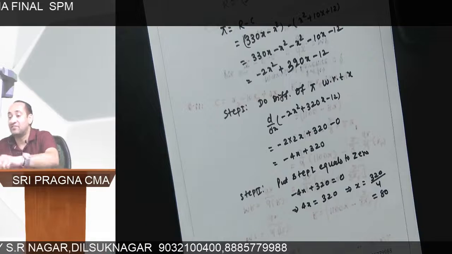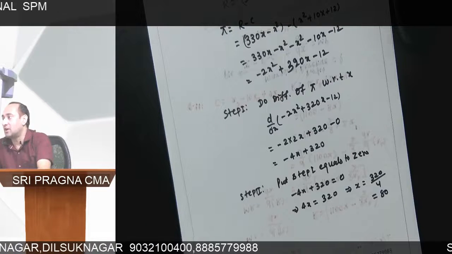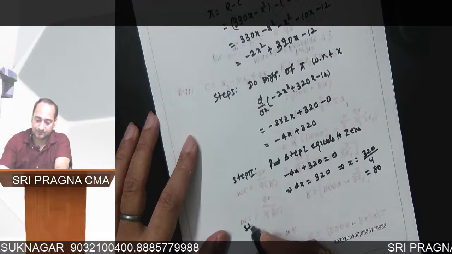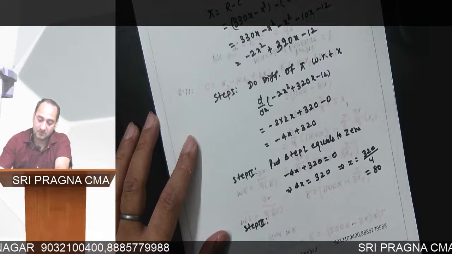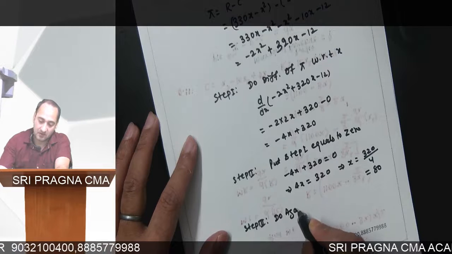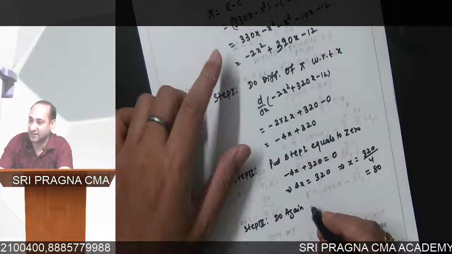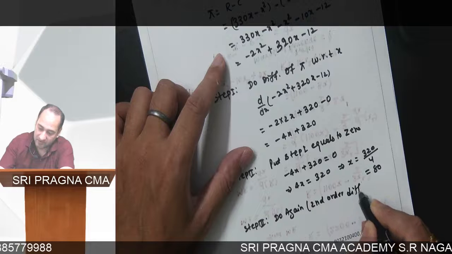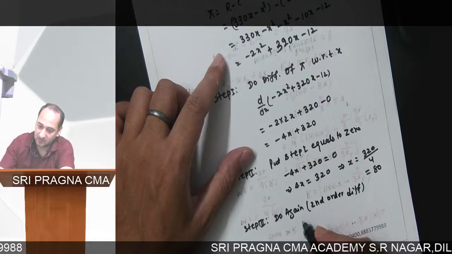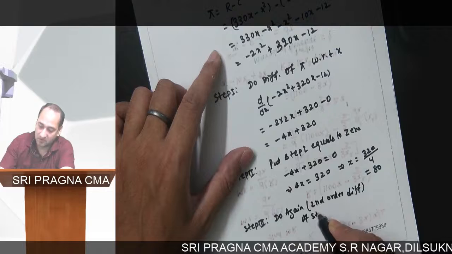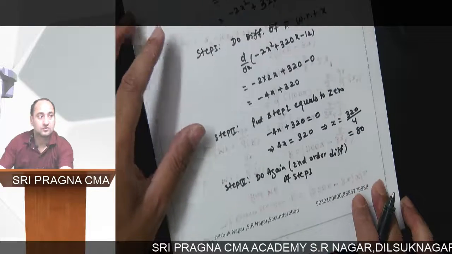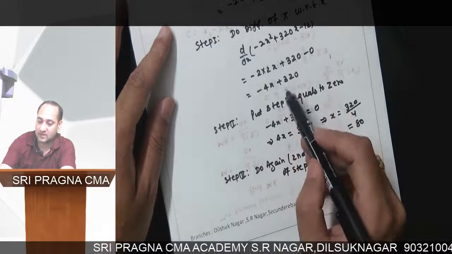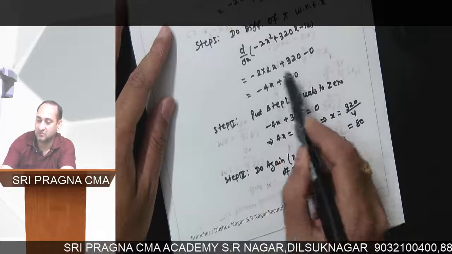Now I am going to confirm whether the revenue is a maximum or not. This is a checkpoint. Step number 3: do differentiation again. This is called second order differentiation, right? Do differentiation again of step 1. So what we are going to do? Which one do we have to do? This one, right?